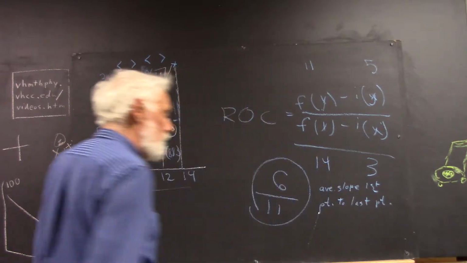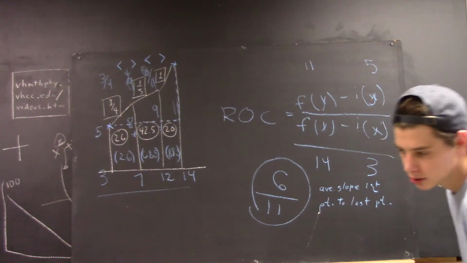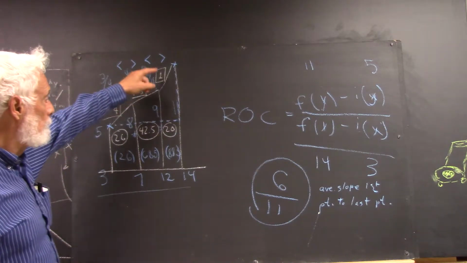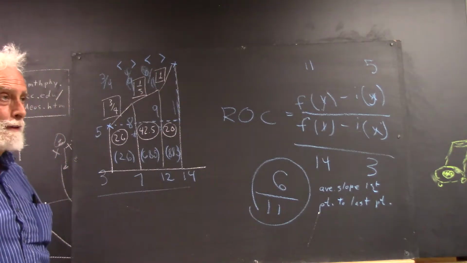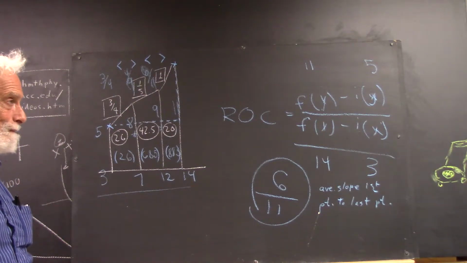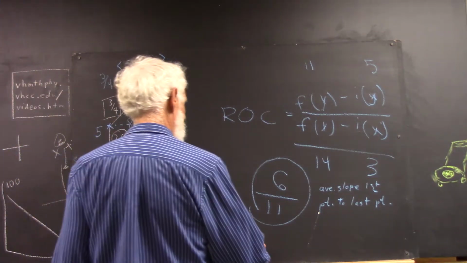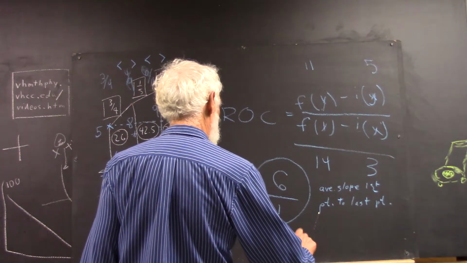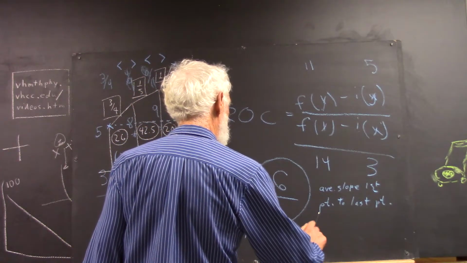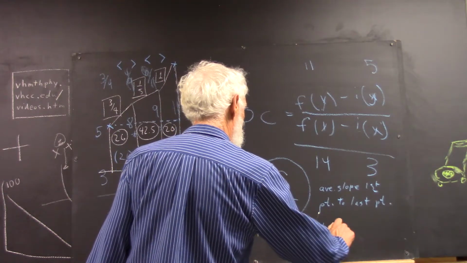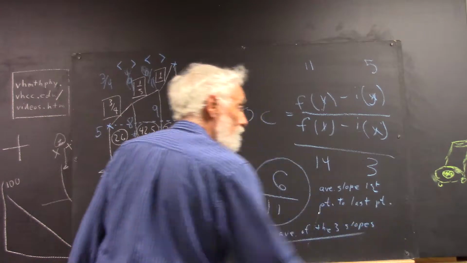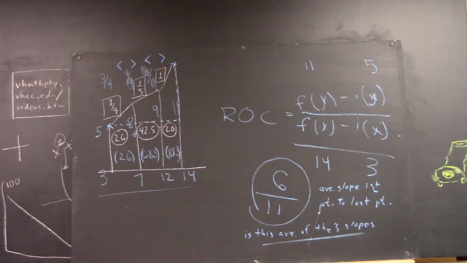Now this brings up what I consider a really interesting question. If I average these 3 slopes, do I get 6 over 11? Well, I'm going to let you think about that. It's the average of the 3 slopes. It should be. It should be.